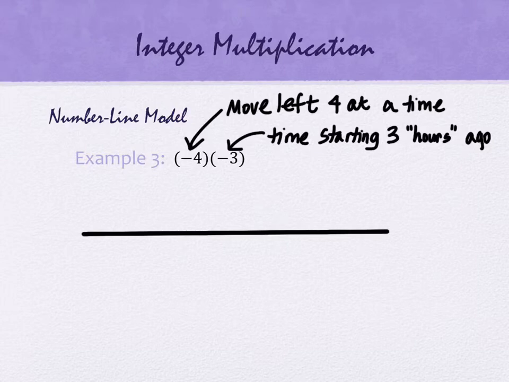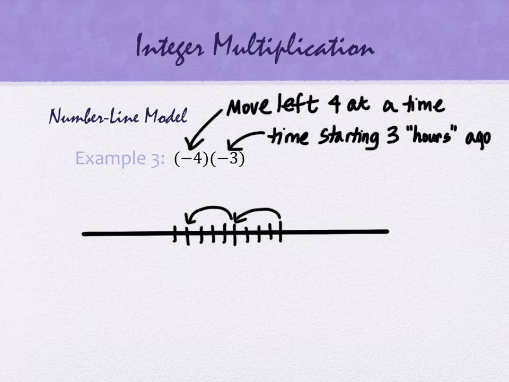So I don't really need to worry about starting or ending anywhere. I'm just going to put a mark on my graph. And I'm going to skip count 4 to the left. And I'm going to do it 3 times. 1, 2, 3, 4. 1, 2, 3, 4. And 1, 2, 3, 4. And I actually need to end at 0.